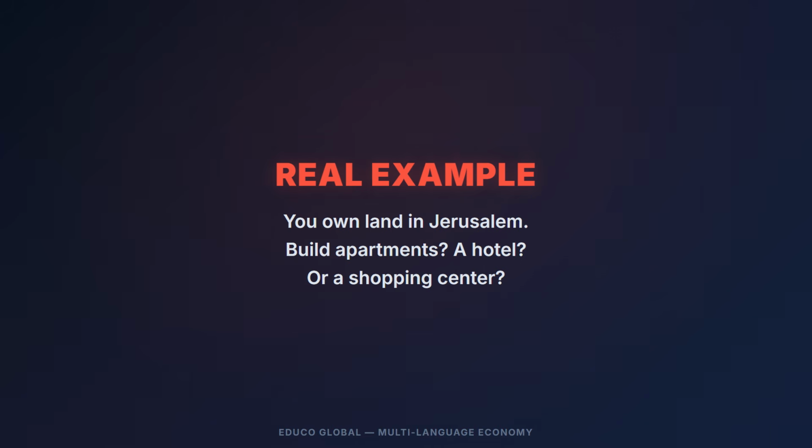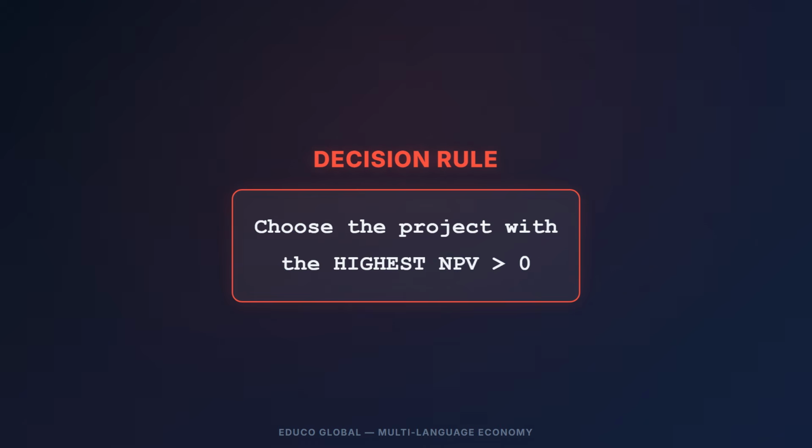The decision rule is simple. Among all mutually exclusive projects, choose the one with the highest positive net present value. If none have a positive NPV, reject them all.